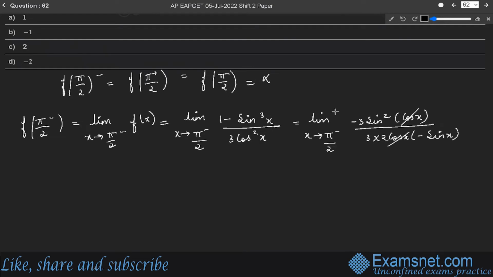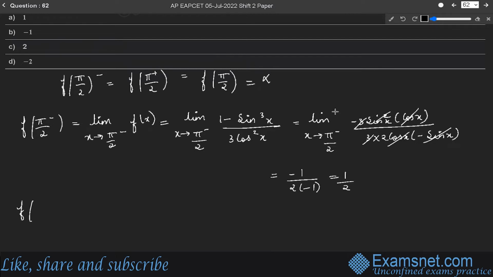Here cos x and cos x will be cancelled. 3 and 3 will be cancelled. And sine x and 1 sine x will be cancelled. So it will be equals to minus 1 upon 2 into minus 1, which is equal to 1 by 2. So we can say that f of pi by 2 minus is equal to 1 by 2.